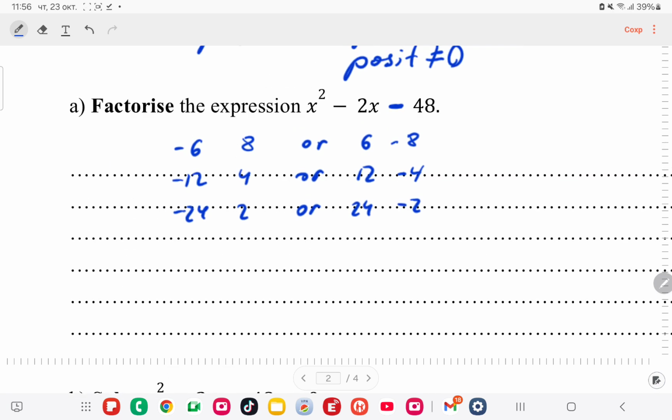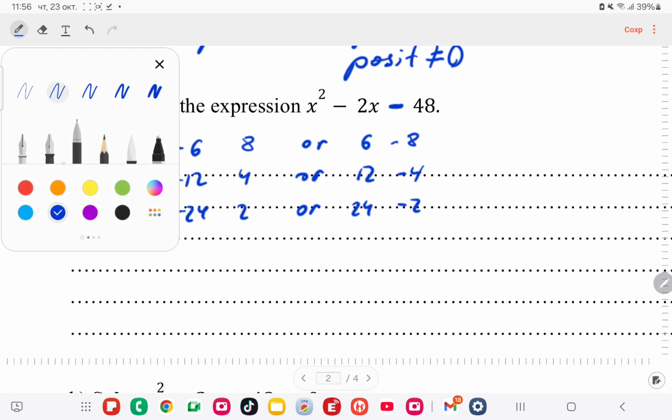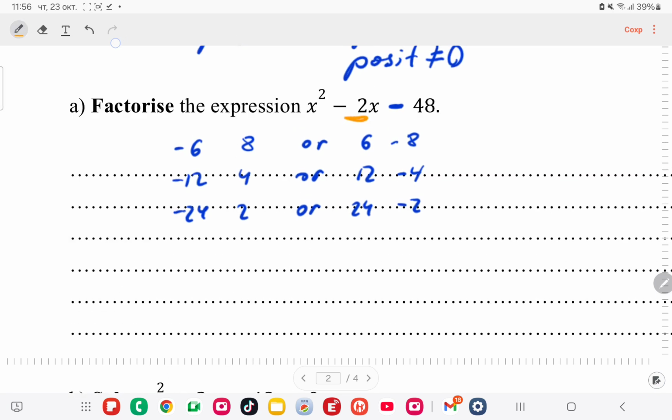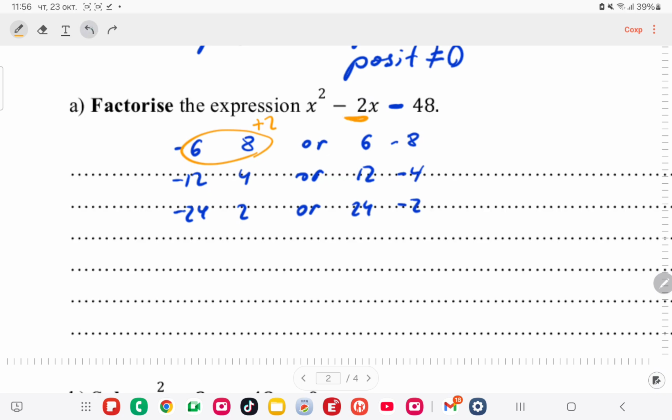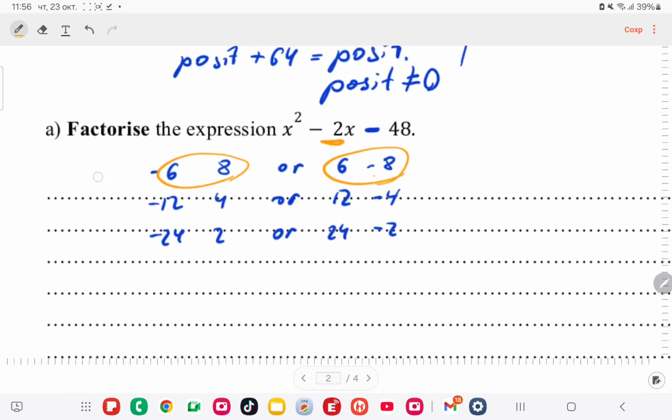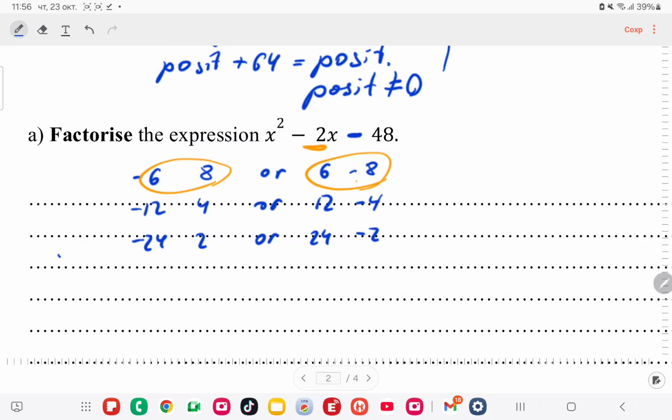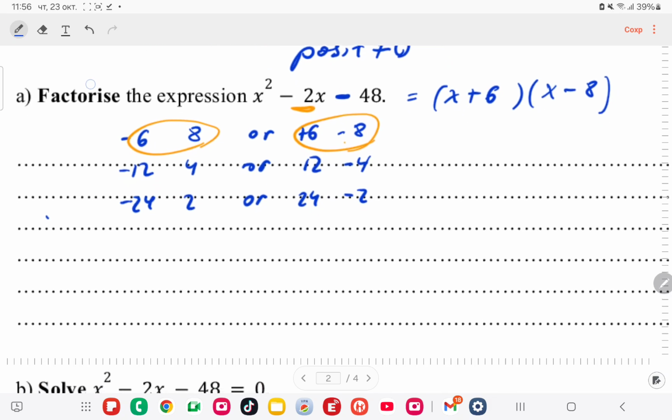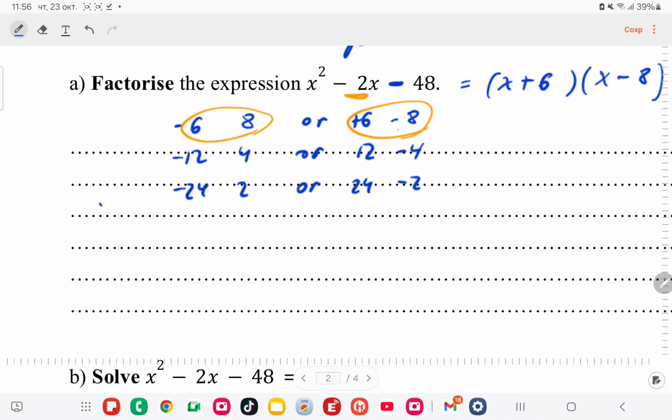Now we have to choose the pair that gives us negative 2 in addition. Which pair gives us negative 2? This pair gives us positive 2, so it doesn't fit with negative 2 and is not appropriate. That's why we have only one case here. So let's factorize this way: x and x, plus 6 and negative 8, since 6 has a positive sign. So it is fully factorized. This is the answer, and this is the only thing to be written.